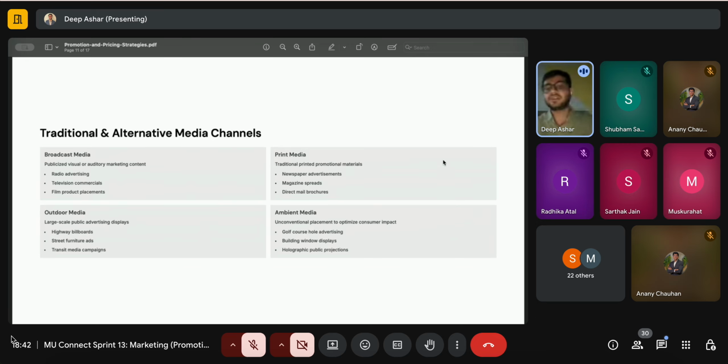There would be people involved here. It is just the placement that is very unconventional. So I don't know if it's highlighting, but the keyword is unconventional placement for ambient media.